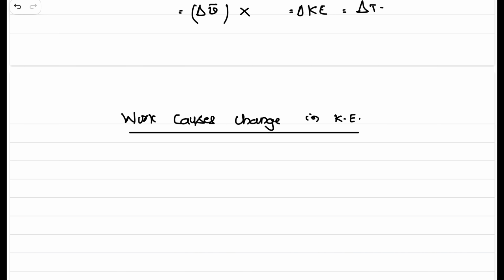There is a motion, there is a velocity change. That velocity change can be a gain of velocity or loss of velocity. Velocity is directly connected to kinetic energy, another term we have introduced here. That means work causes change in kinetic energy.